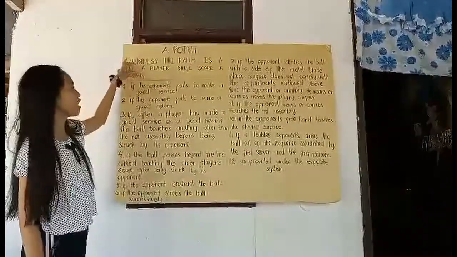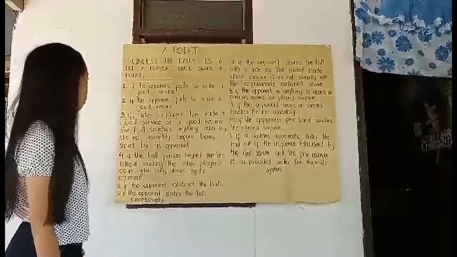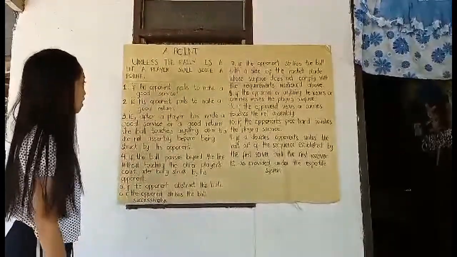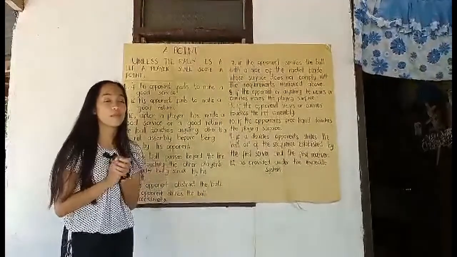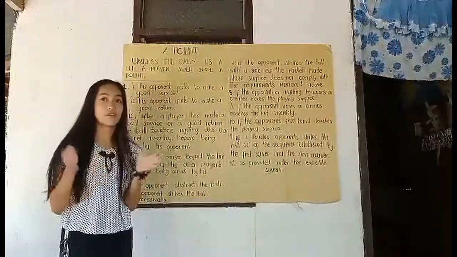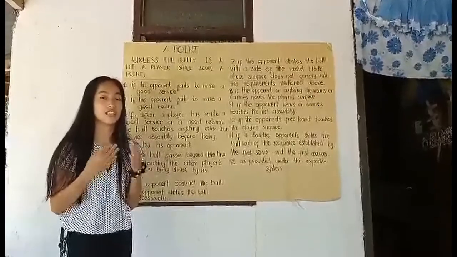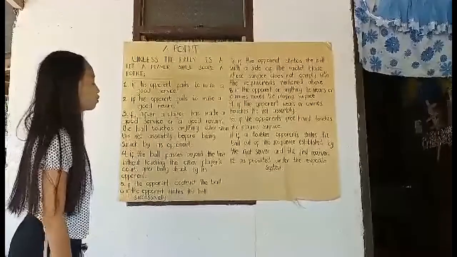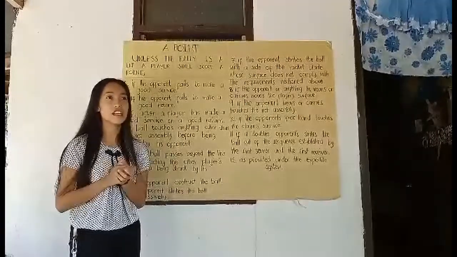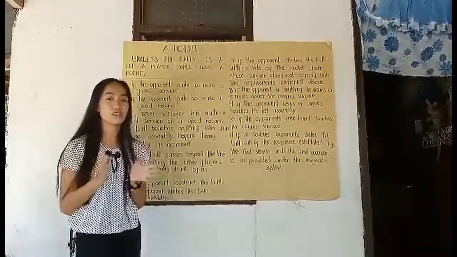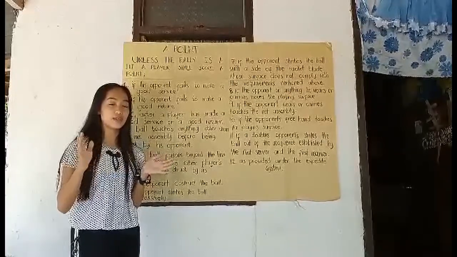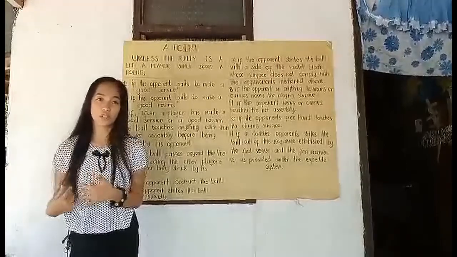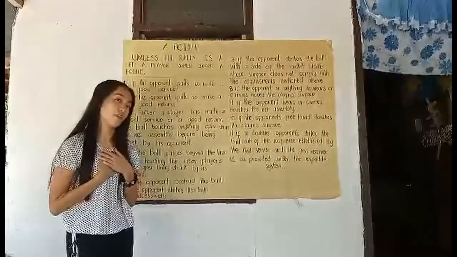So, unless the rally is a let, a player shall score a point first if his opponent fails to make a good service. So, for example, if my opponent fails to serve, it means it is my point. Second, if his opponent fails to make a good return. So, when I serve and my opponent's return is not good or does not reach my court or goes beyond my court, it is considered as my point.